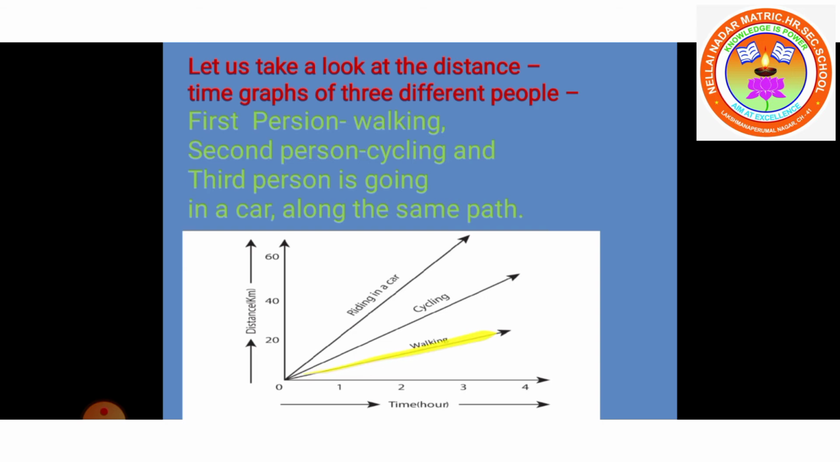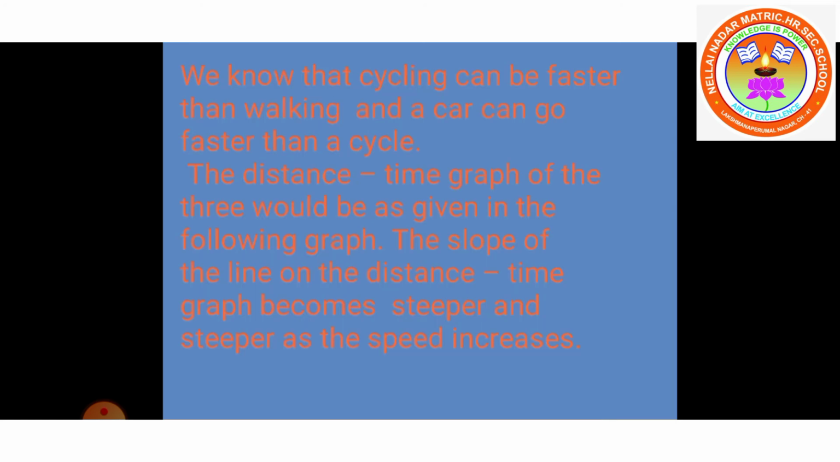First it is indicated by walking, next by cycling, and next by riding. So based on this graph we know that cycling is faster than walking and a car can go faster than a cycle. So the distance time graph of the three would be as given in the following graph.